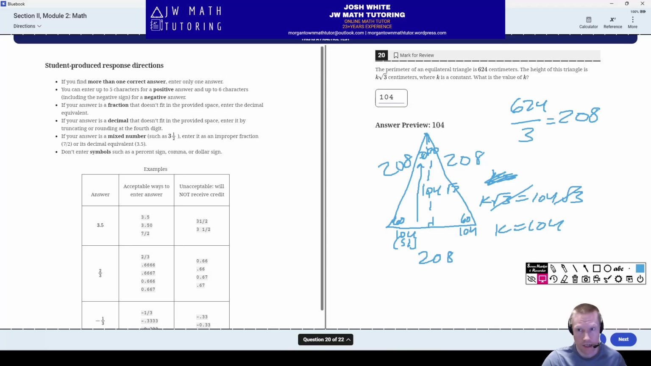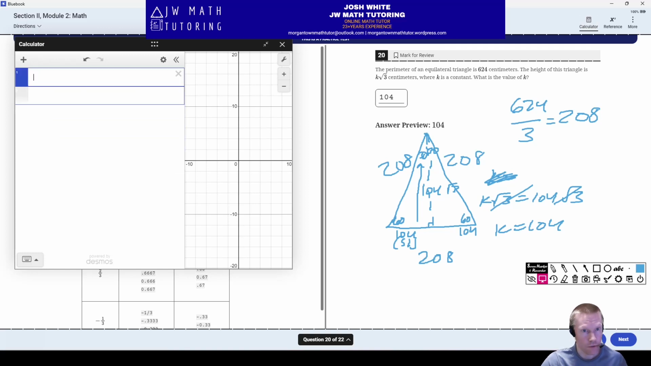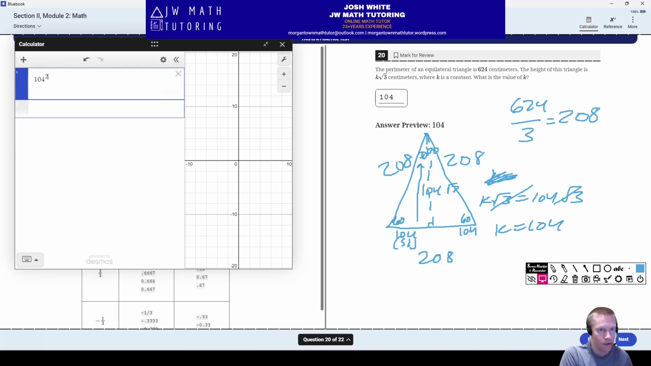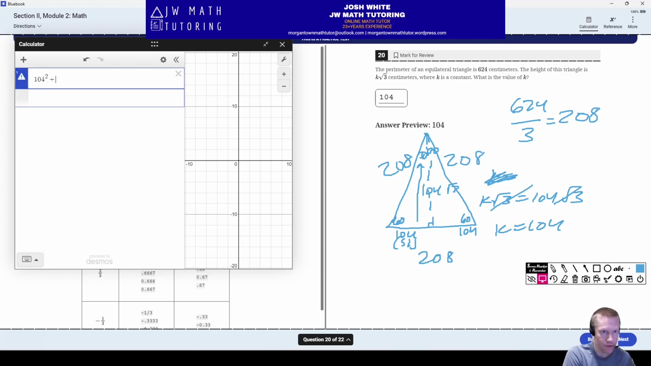Now, I will show you in Desmos. So let's say you wanted to use the Pythagorean theorem, right? What I would do is say 104 squared plus... actually, I would do it this way.